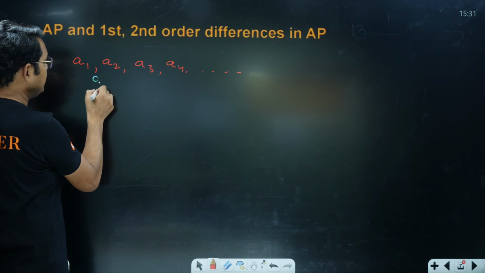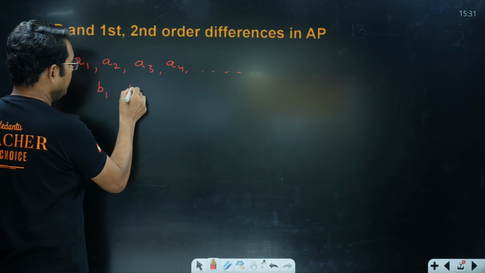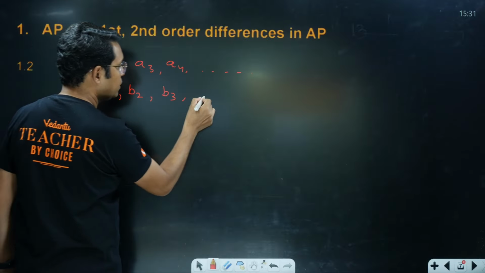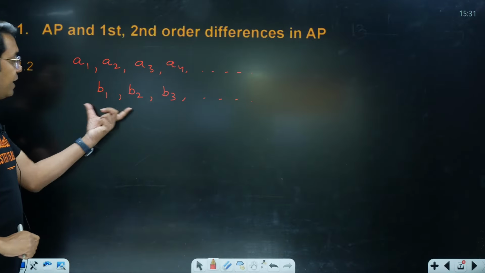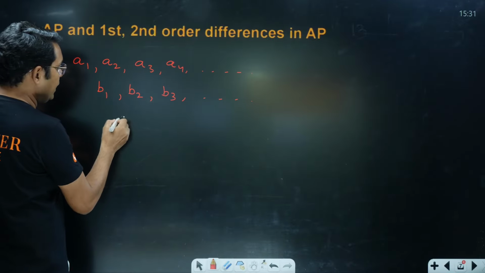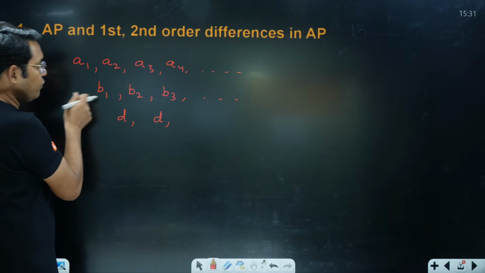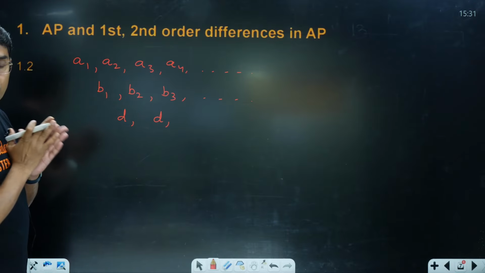So if you take the difference and let's say we get B1 here, B2 here, B3 here and so on. If you once again differentiate it, you will be getting D here. That is the common difference of the series B1, B2, B3 and so on.